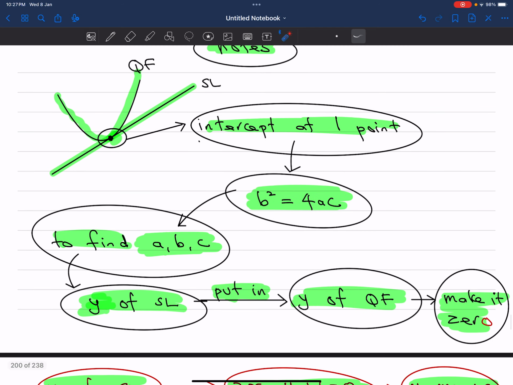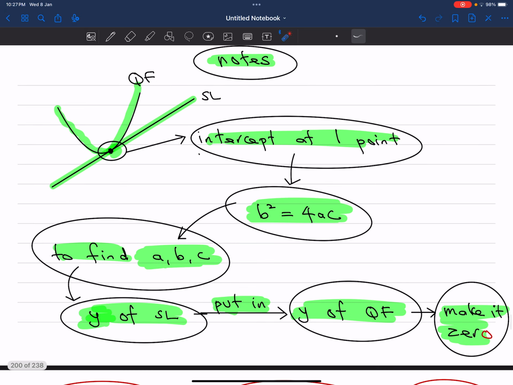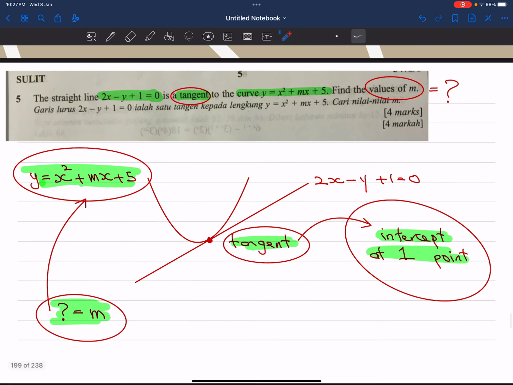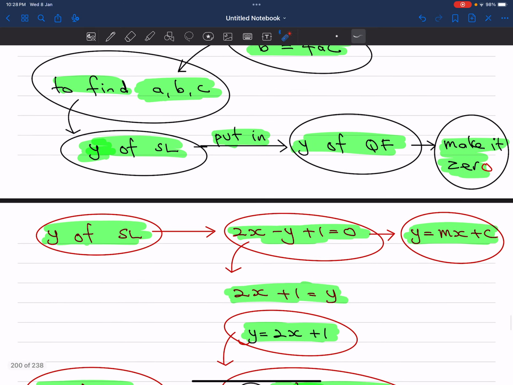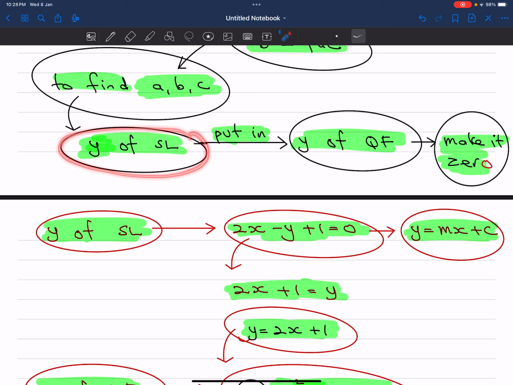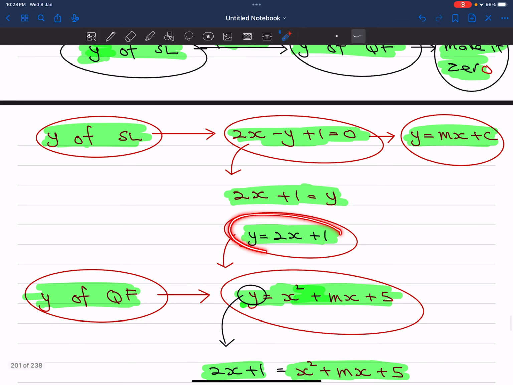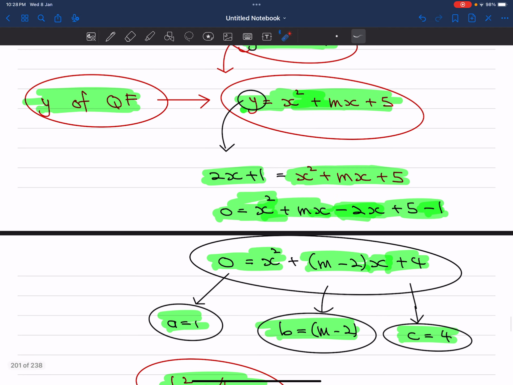Now the problem is to find the a, b, c. You must take the y of the straight line, put it inside the y of the quadratic function, and then make it 0. Okay, so that's what I did. The y of the straight line, which was y equals 2x plus 1, I put in the y of the quadratic function. Finally, I made it 0. Then I find a, b, c.